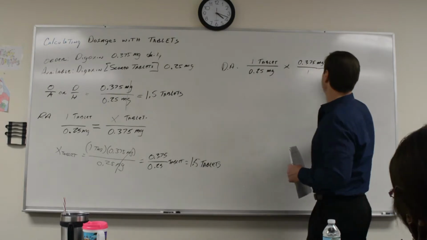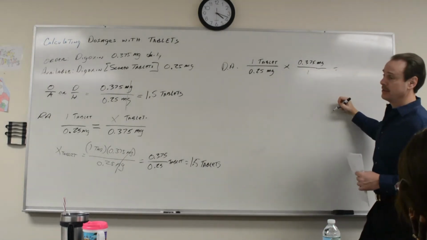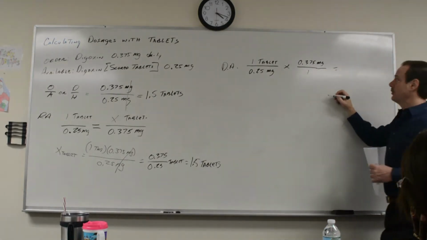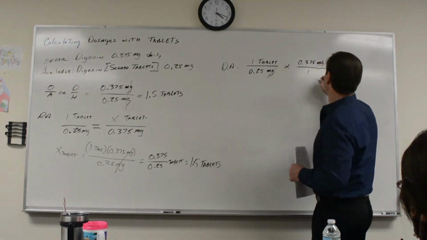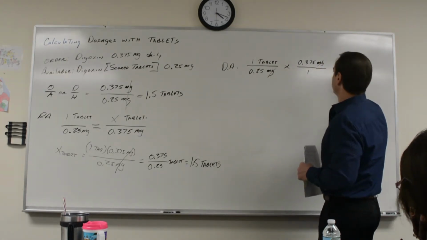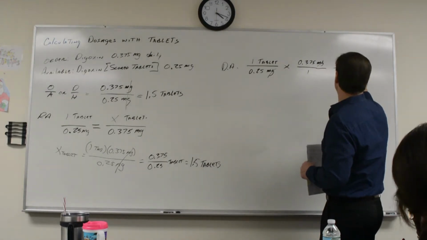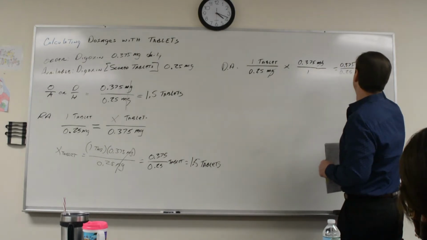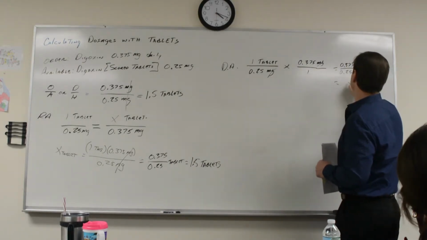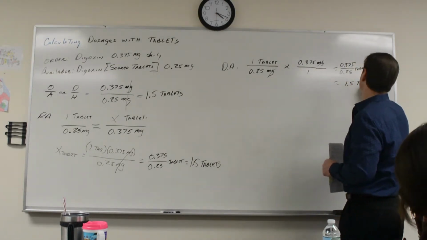Divide that by 1. This is going to equal, what cancels now? Milligrams again, right? So this cancels. This is going to equal 0.375 over 0.25 tablets. This is going to equal 1.5 tablets.